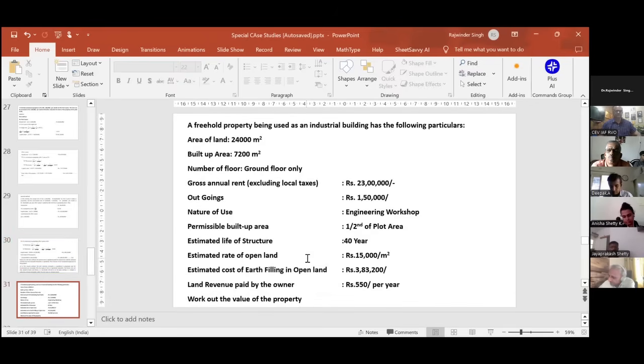Then next is, a freehold property being used as an industrial building has the following particulars. Area of the land is 24,000 square meter. Built up area is 7,200 square meter. Number of floors is ground floor only. Gross annual rent excluding local taxes is 23 lakhs. Outgoings are 1,50,000. Nature of use is engineering workshop. Permissible built up area is 1/2 of the plot area.